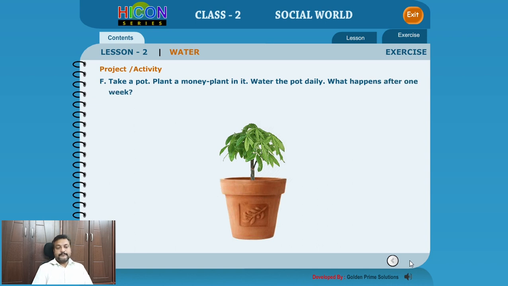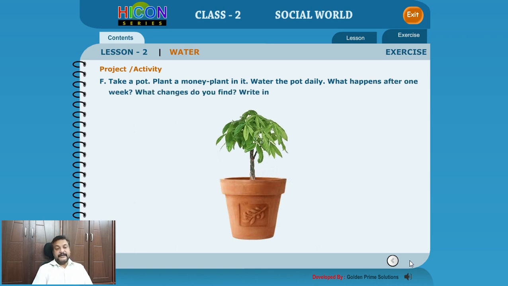So take a pot, plant a money plant in it, water the pot daily. What happens after 1 week? What changes do you find? Write in your notebook. So you need to take a pot and plant a money plant in that. It's a climber. Water the pot daily, observe it for 1 week, and then tell what changes you have observed.